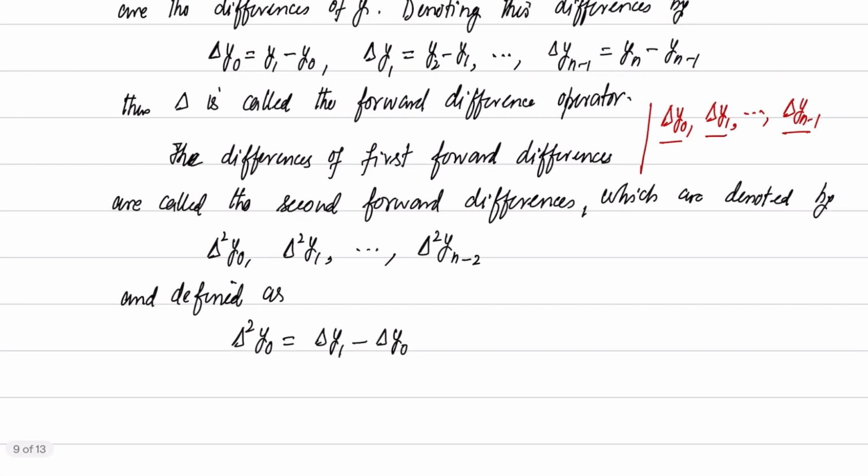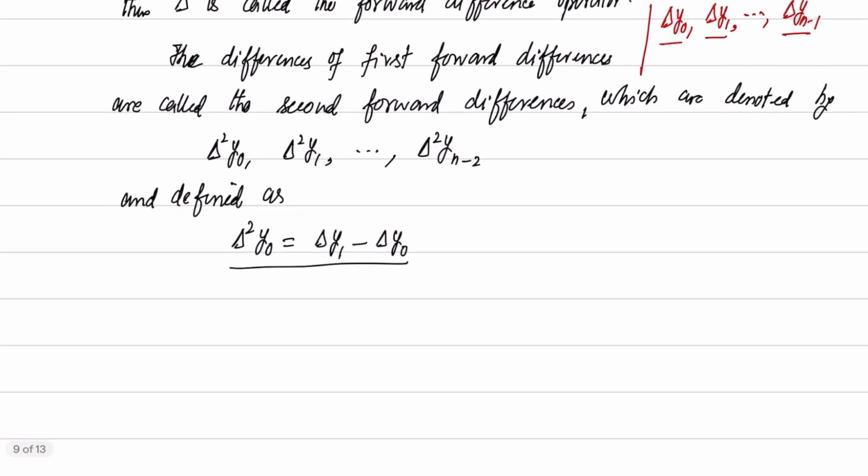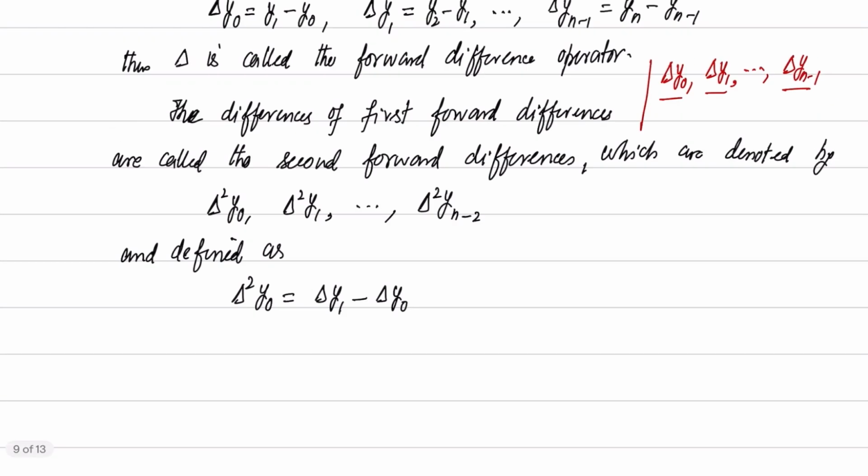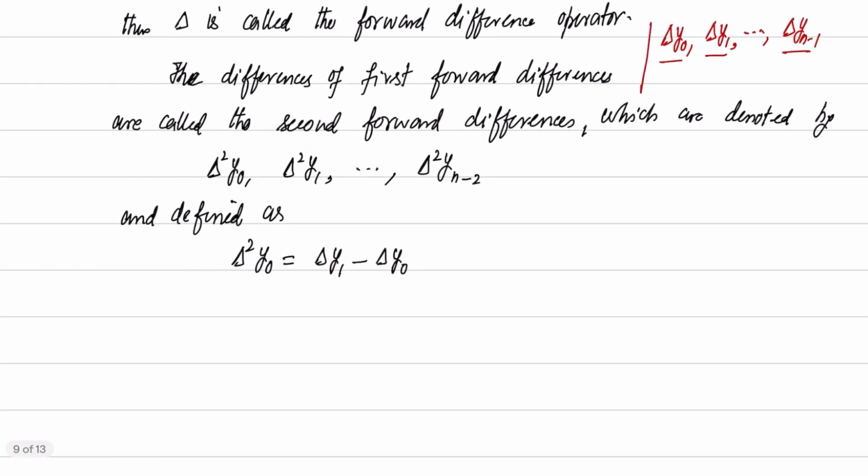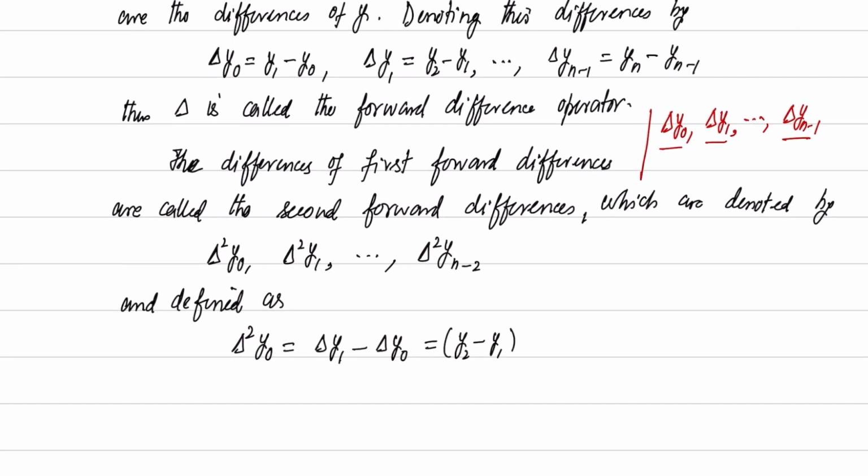We need to understand this properly. We have defined the first difference as delta y naught equal to y1 minus y naught. Now delta square y naught is delta y1 minus delta y naught, so they are in the same alignment. The second forward difference can be obtained by applying the forward difference operator delta on both sides of the first forward difference. So delta square y naught is delta y1 minus delta y naught. Now we can use the values of y1, delta y1 and delta y naught. Delta y1, as we know, is equal to y2 minus y1, and delta y naught is y1 minus y naught.